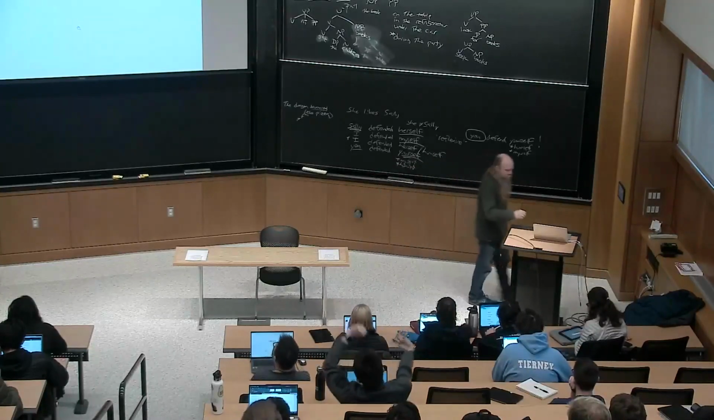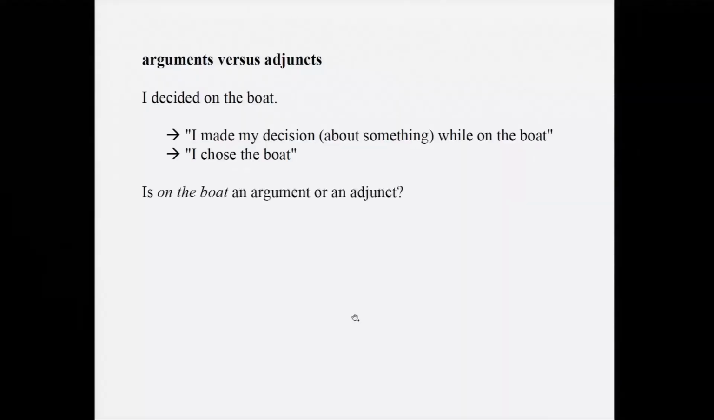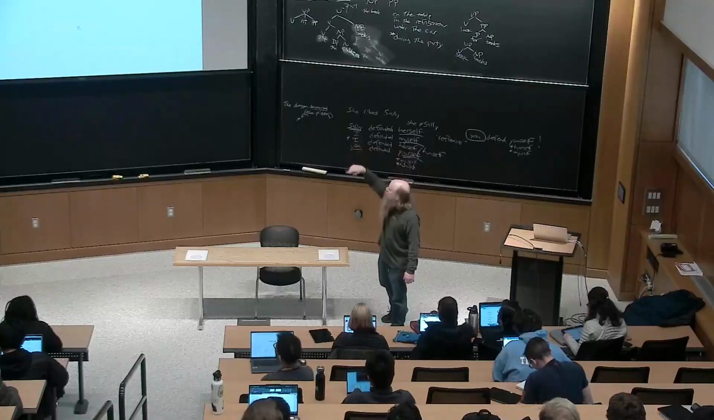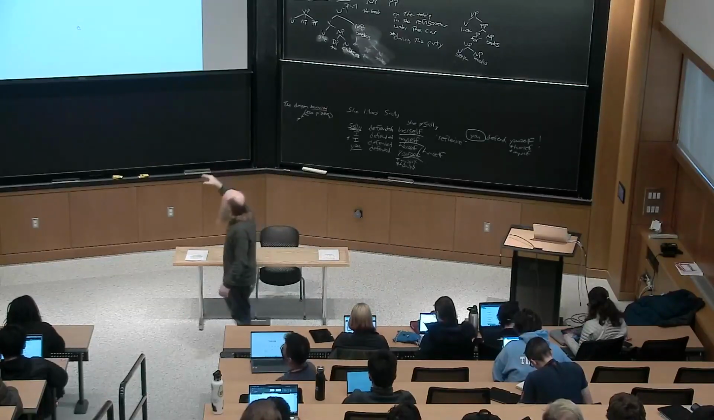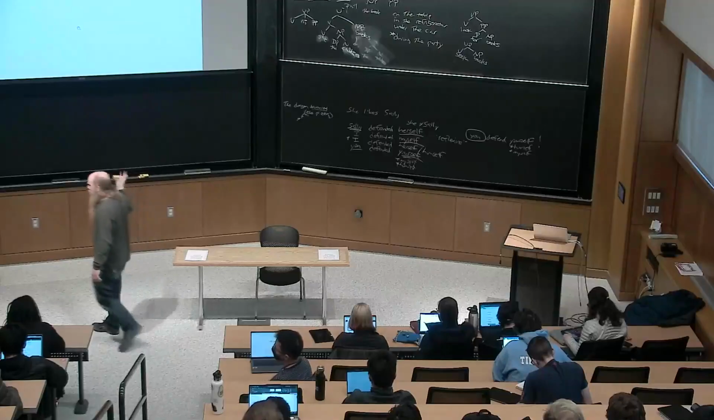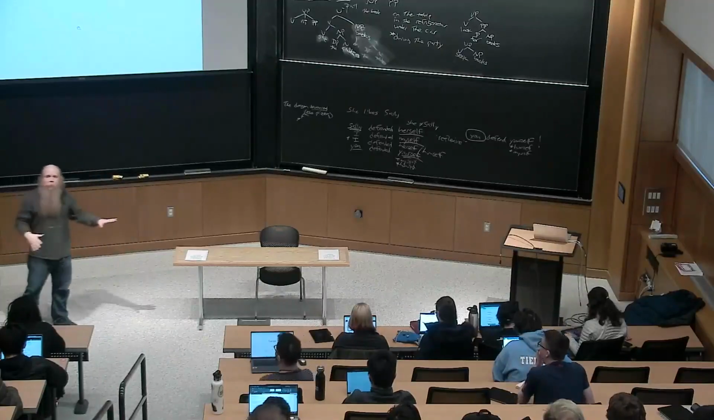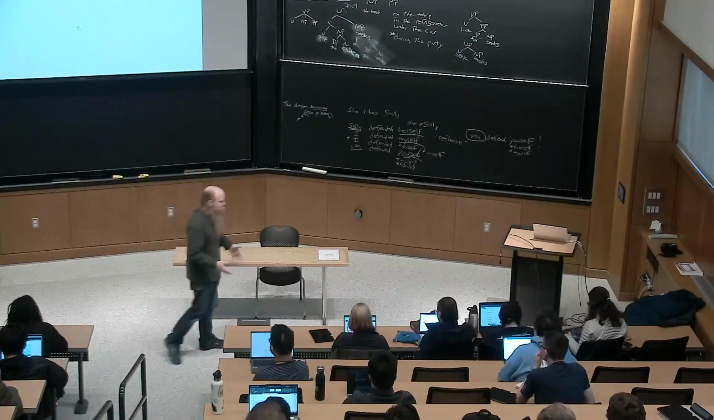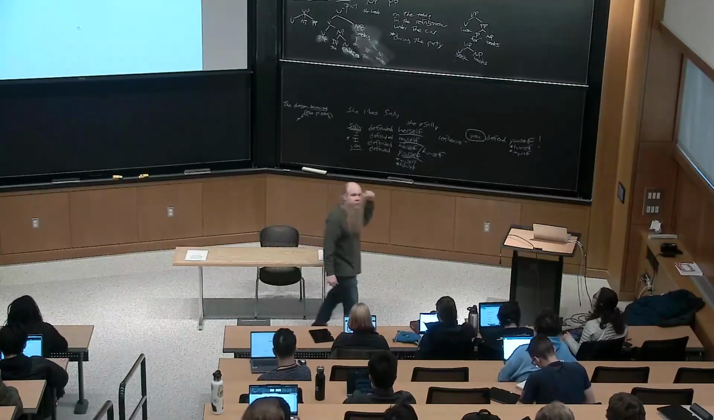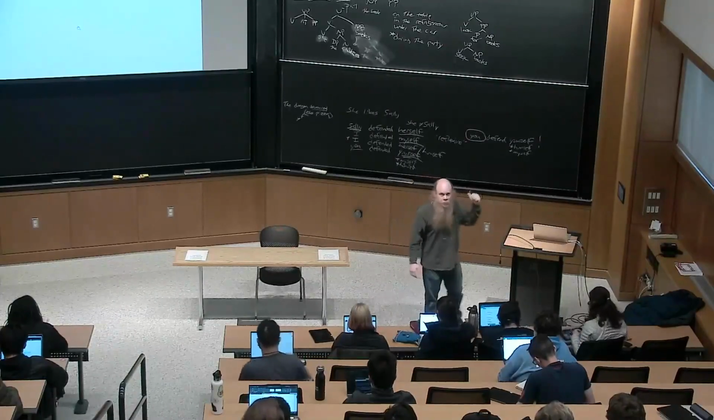And what we said was, if we ask whether the prepositional phrase "on the boat" is an argument or an adjunct, the answer to that question is yes. It can be an adjunct. When this sentence means I made my decision while I was on the boat, then "on the boat" is an adjunct. You can kind of see why. Just like you can do anything with a feather, you can do anything on a boat. So any phrase, you can modify it with "on the boat." This particular prepositional phrase, then, is an adjunct in that reading.